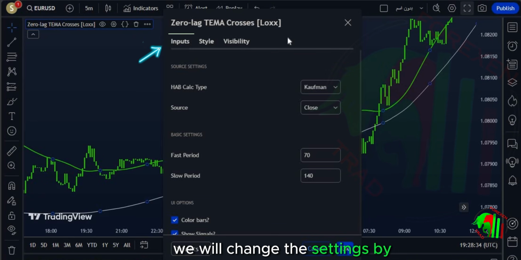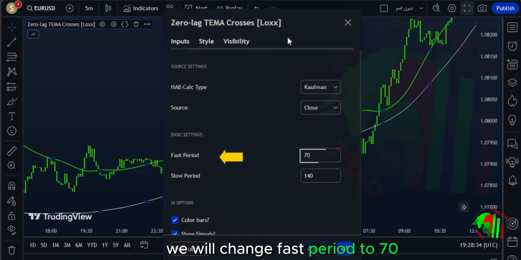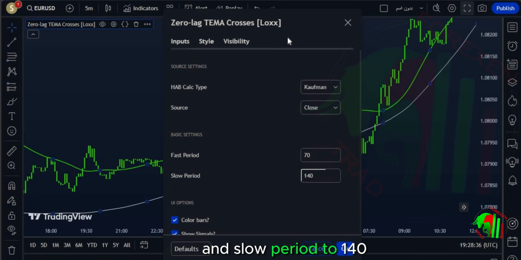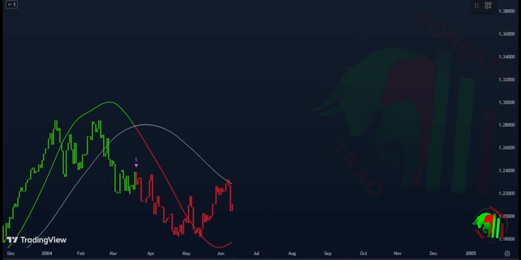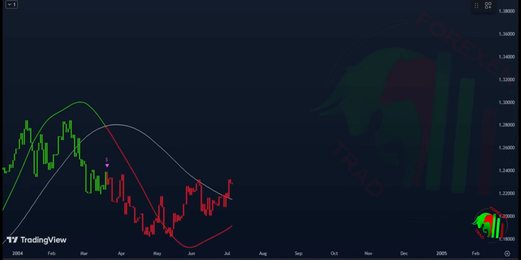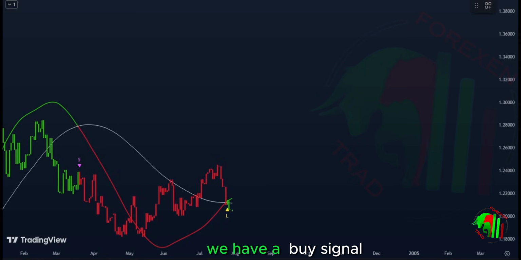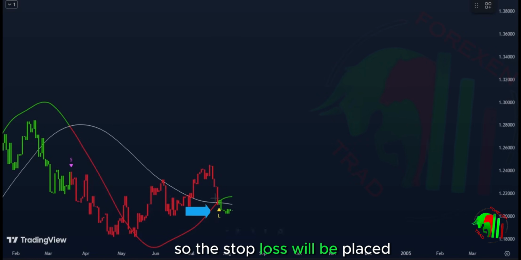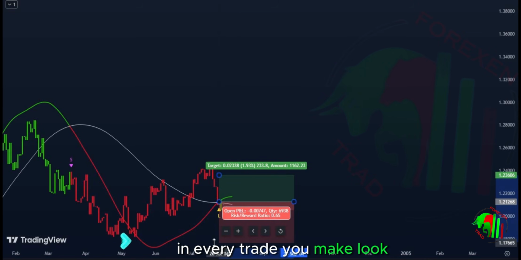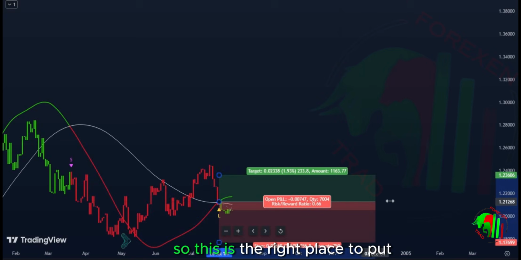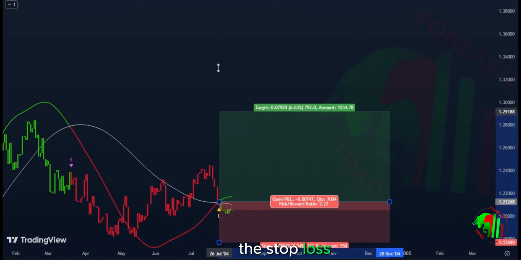We will change the settings by clicking on the inputs. We will change fast period to 70 and slow period to 140. Now let's see when TEMA gives us an entry signal. We have a buy signal, so the stop loss will be placed below the nearest low. In every trade you make, look for the nearest low. So this is the right place to put the stop loss.